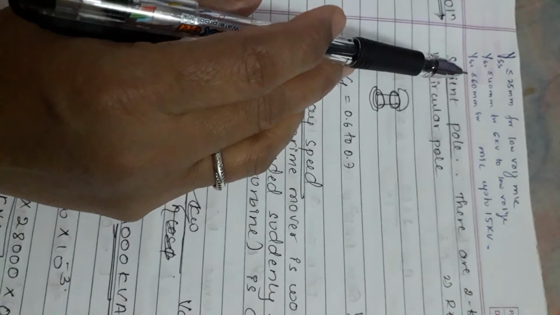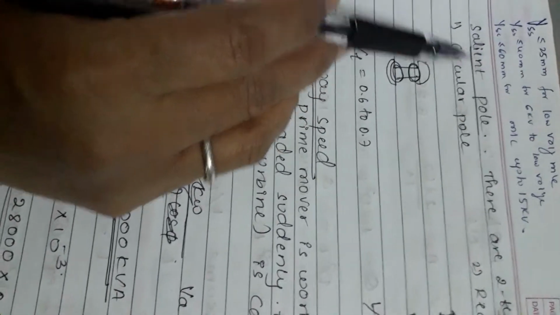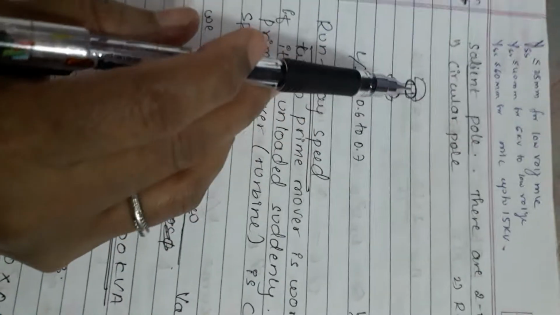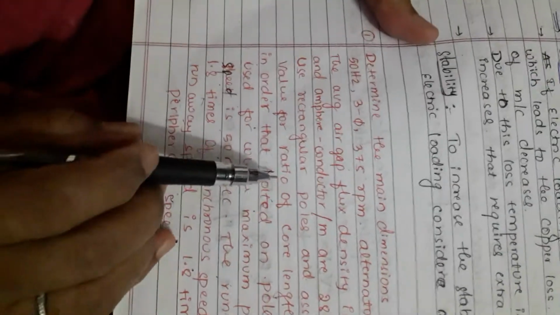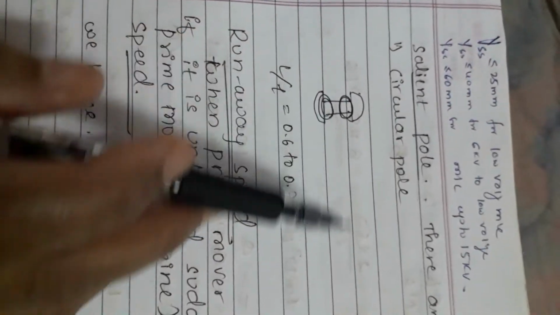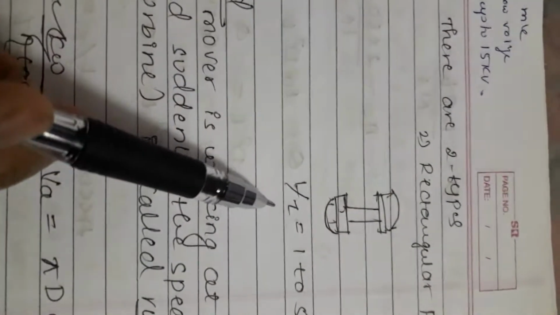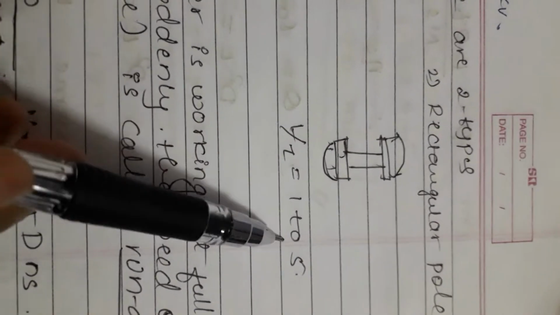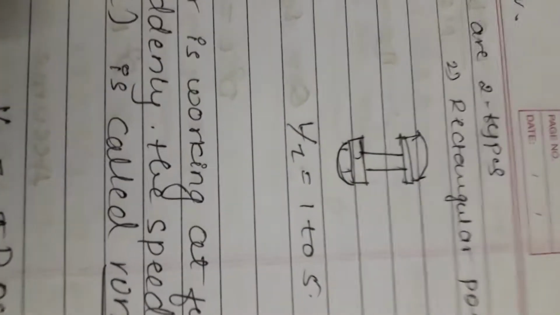Now the solution. See here, everything is given. They have given a salient pole machine, and in this salient pole machine they have given a bolted rectangular pole. There are two types of poles. Last time I explained the round pole and the rectangular pole. So here, for the rectangular pole, L by tau is 1 to 5, which we have to take. Last time I explained.